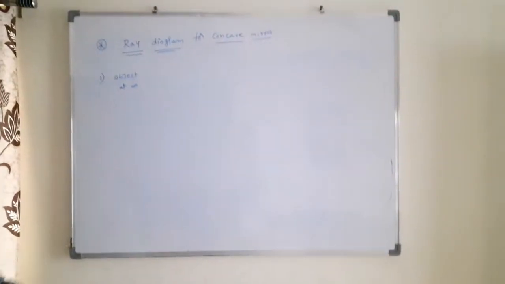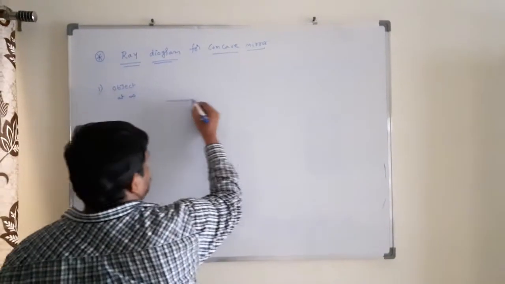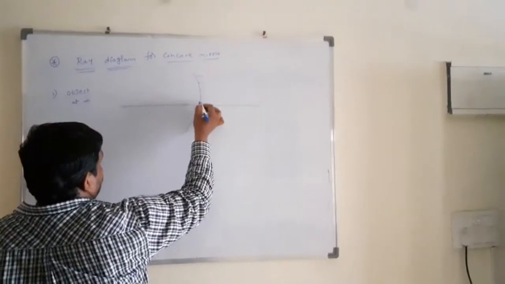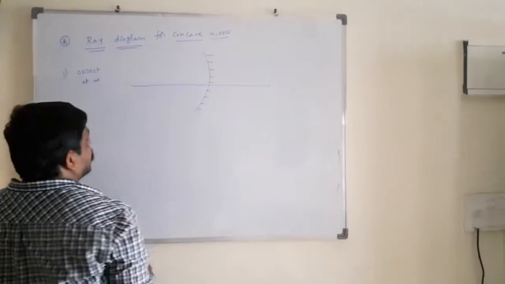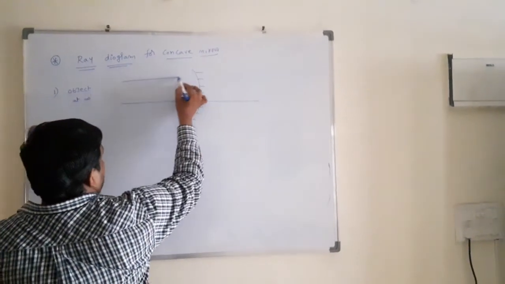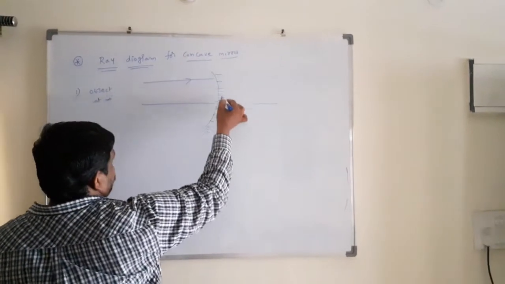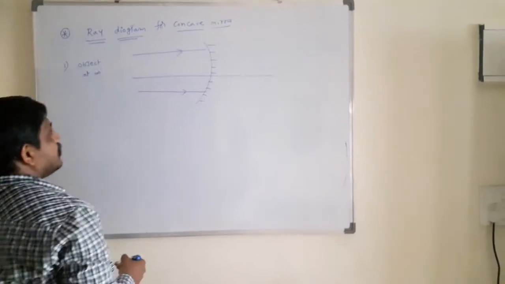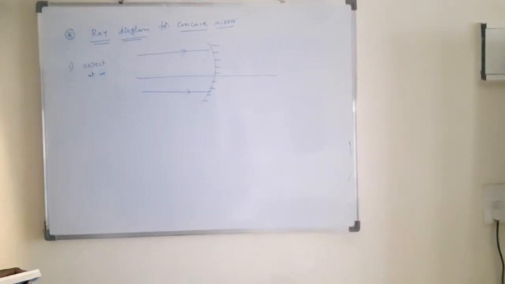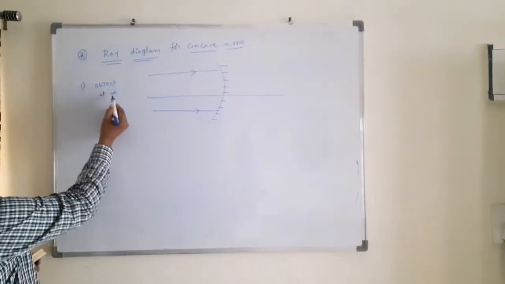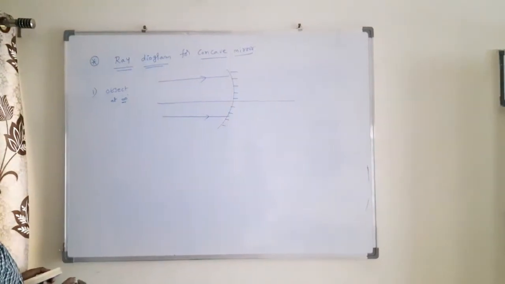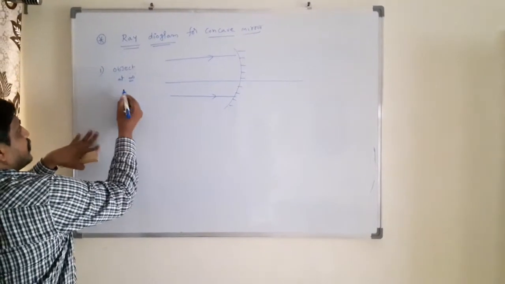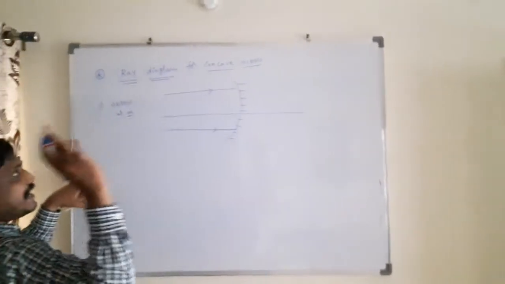Here the object is at infinity. First I discuss: this is the principal axis, this is the concave mirror. Here light falls. This is the silvering coating. Here is the light ray. Look here, all of you. Object at infinity means the rays are coming from the sun. The sun is a bigger object, so the object size is very high.